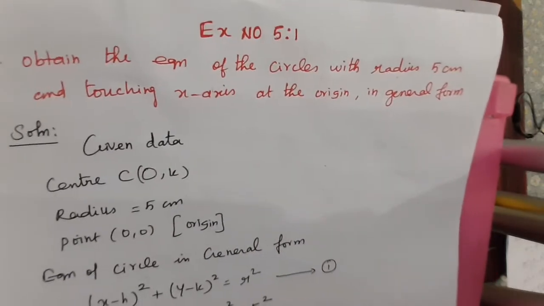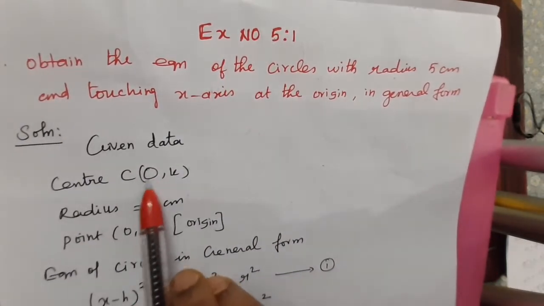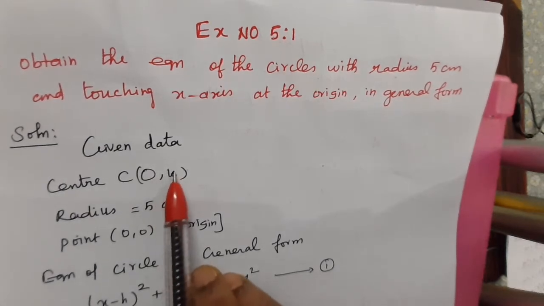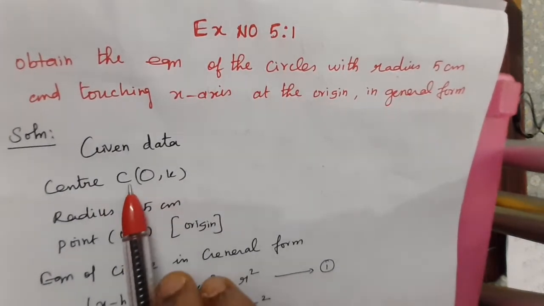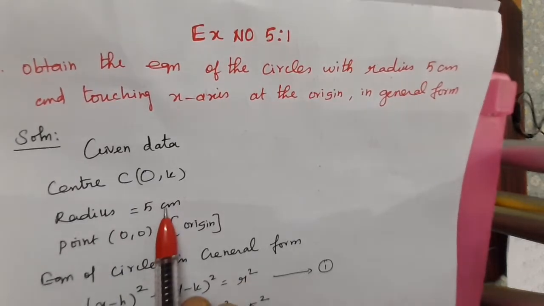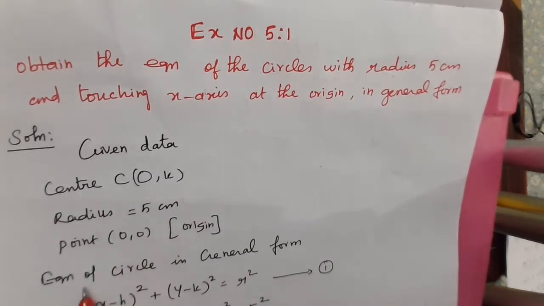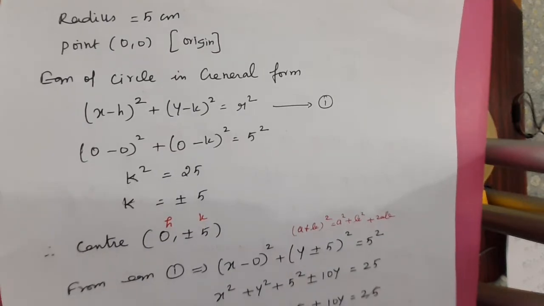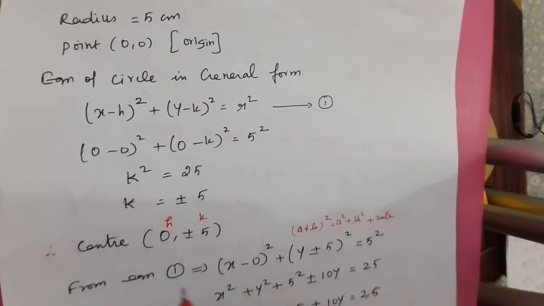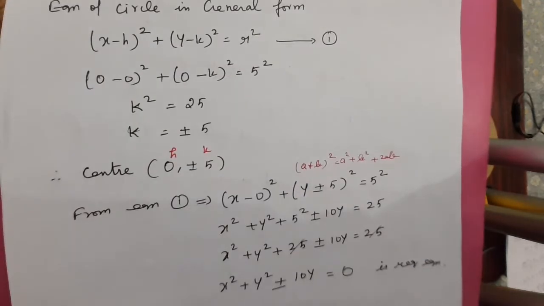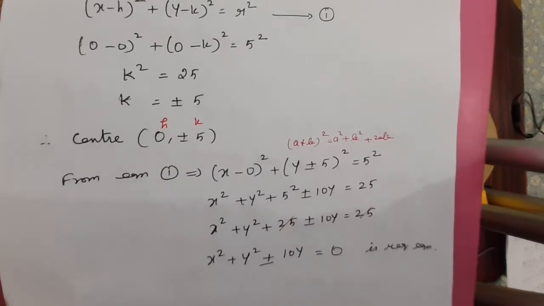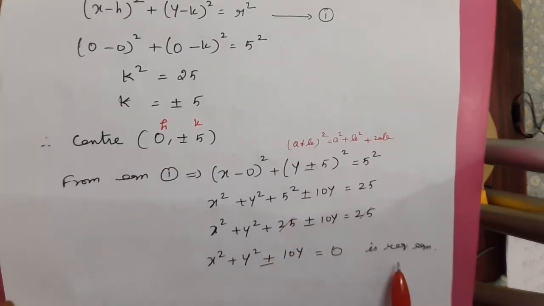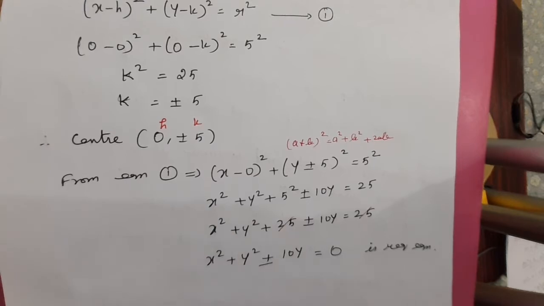Why are we getting 0, k? We take the center; if the circle is touching the x-axis, the y value has some k, so the center is 0, k. The radius is given in the question, 5 cm, passing through the origin. The equation of the circle in the general form is x minus h the whole square plus y minus k the whole square equal to r square. Next you substitute the values. First you find the value for k, and after finding k you substitute in the general form of the equation. Then we get the required equation of the circle. So that is a very easy sum.